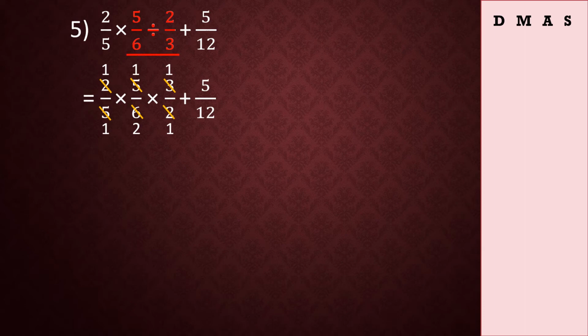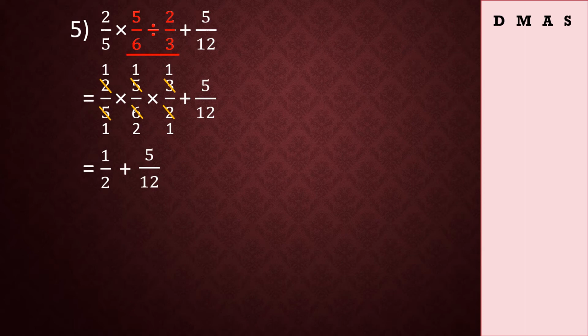1 2s are 2 and 2 1s are 2. So we get 1 upon 2. Then write plus 5 upon 12 as it is. Now we have 1 upon 2 plus 5 upon 12, which is unlike fractions. For addition, first we will convert them into like fractions. For this, we need to find the LCM of 2 and 12.